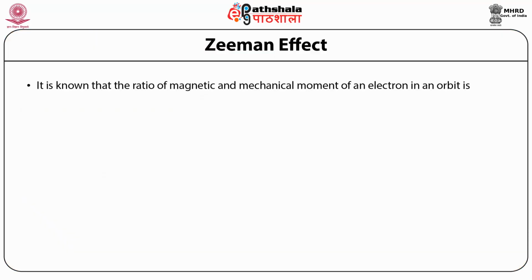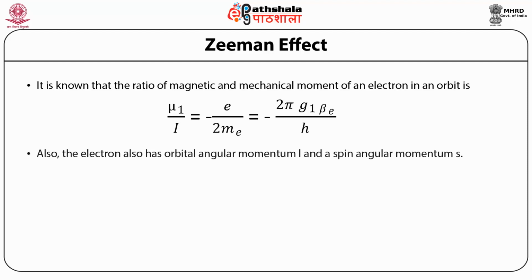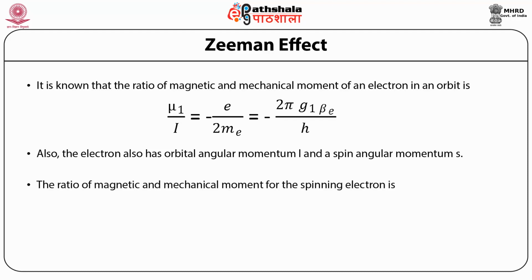It is known that the ratio of magnetic and mechanical moment of an electron in an orbit is mu_L upon L equal to minus e upon 2m_e, equal to minus 2 pi g_1 mu_B upon h. Also, the electron has orbital angular momentum L and a spin angular momentum S. The ratio of magnetic and mechanical moment for the spinning electron is mu_s upon S equal to minus twice e upon 2m_e, equal to minus 2 pi g_s mu_B upon h.